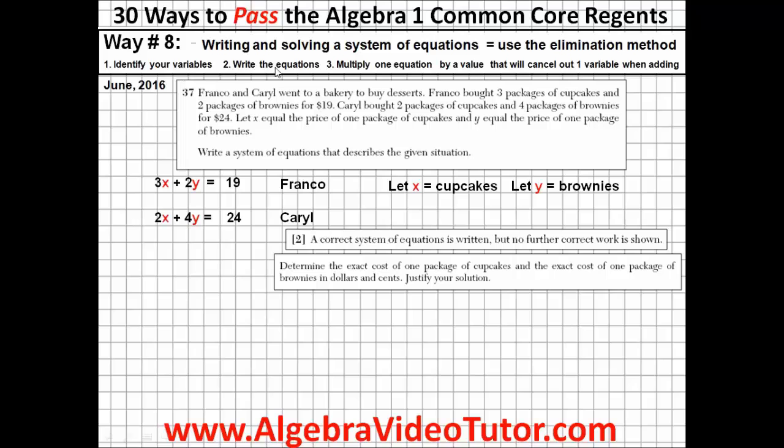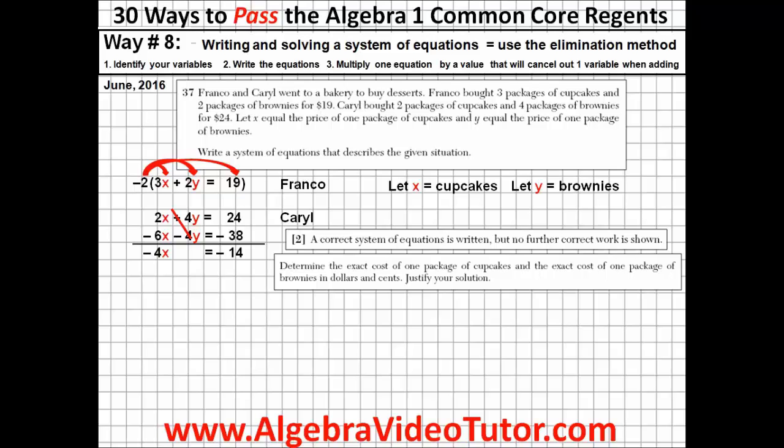So we did step 1, we did step 2, and now for step 3, you want to multiply one equation by a value that will cancel out one variable when adding the equations together. So what I did is I multiplied Franco's equation by -2 to get -6x, and then -2 times +2y gets me a -4y, and then distribute the -2 to the 19 to get a -38. Okay, so then when you add up these equations, the +4y and the -4y will cancel each other out. All right, and so when you add up now, you should be left with -4x equals -14.